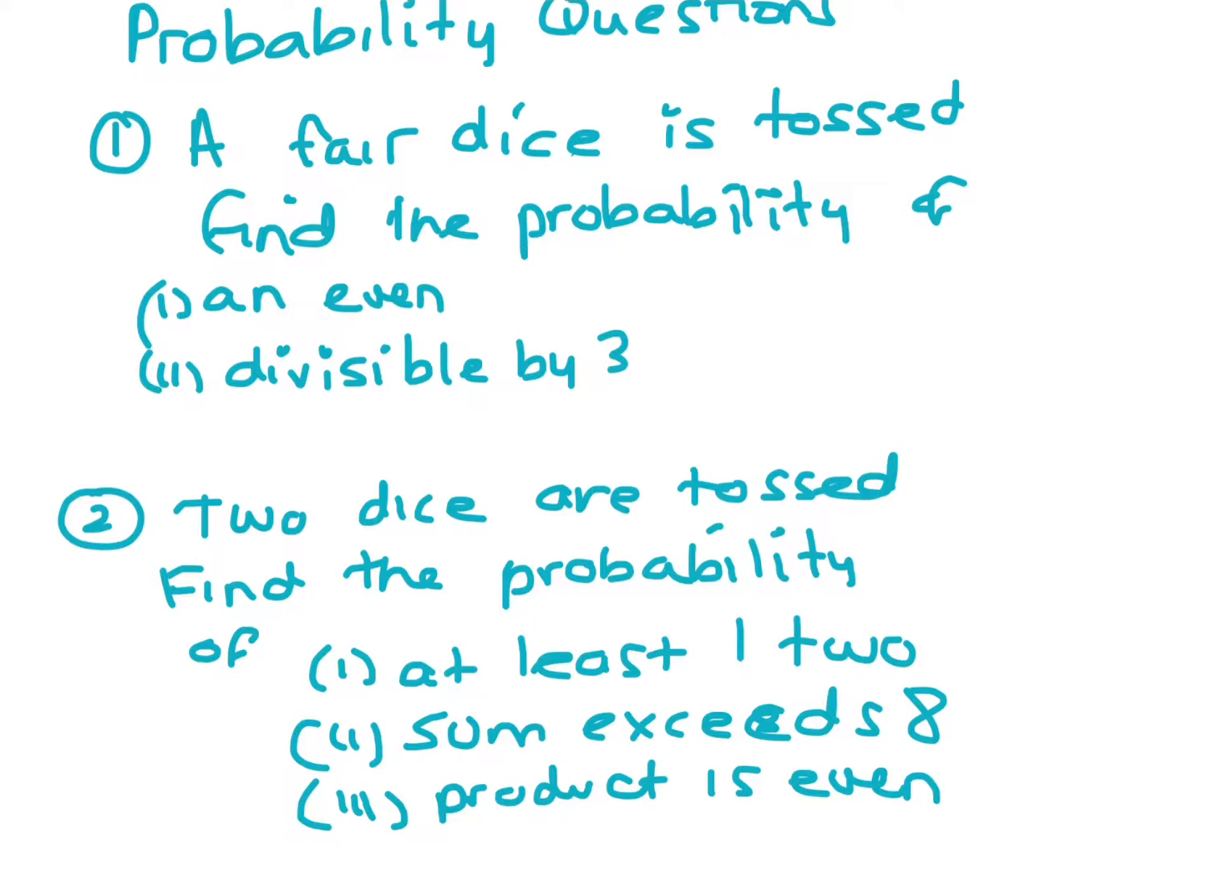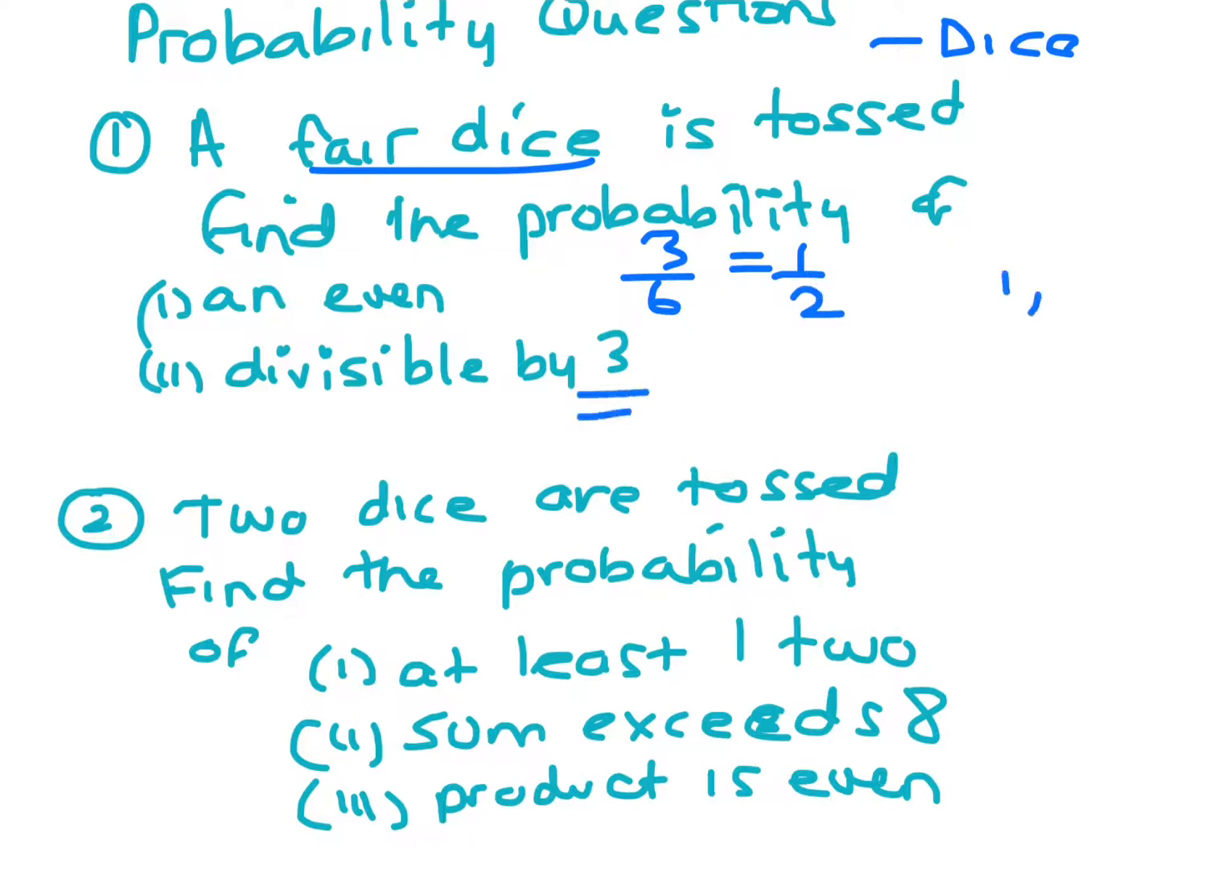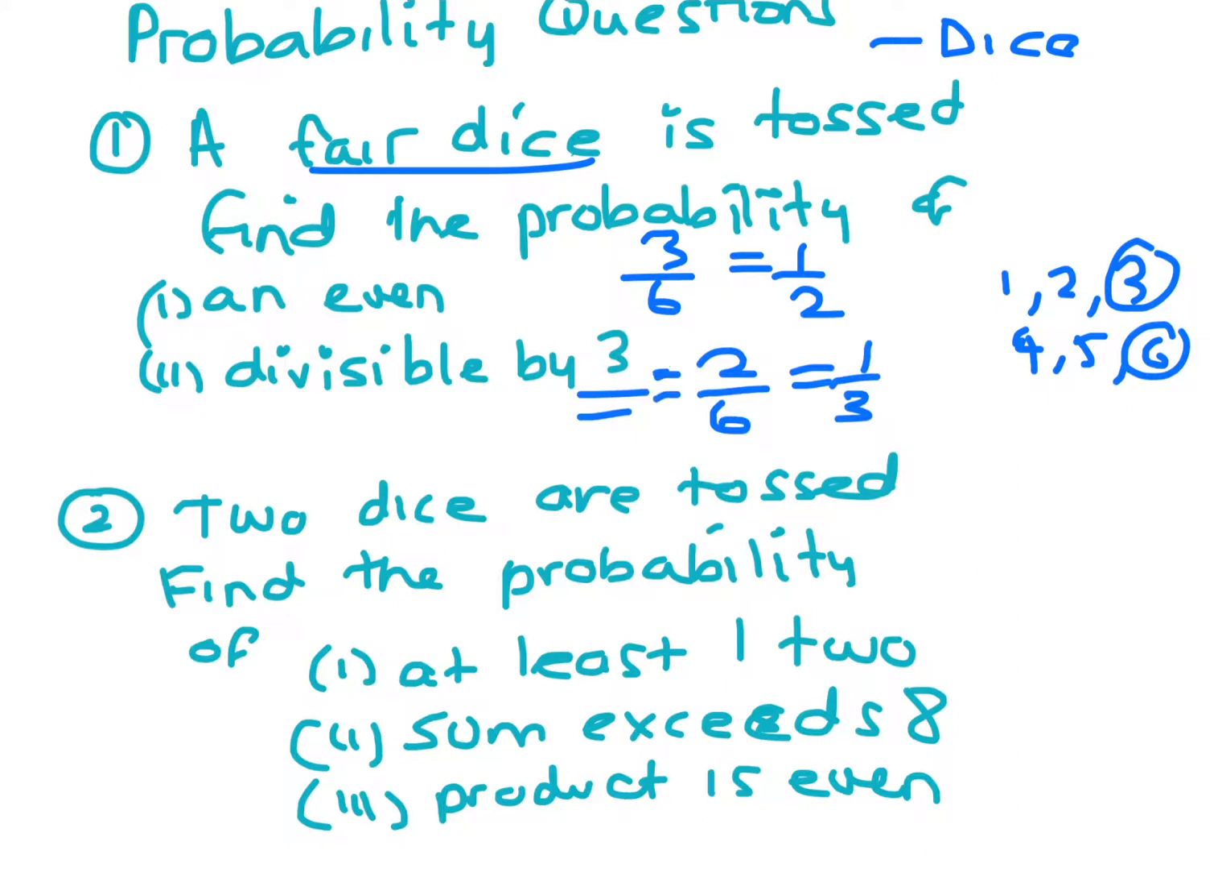Okay, so let's just look at some probability questions. If you throw a fair dice, these ones are to do with dice. So you throw one dice, the probability of getting an even, so there'll be 6 possibilities, and an even is 3. So it's 3 on 6, which is 1 in 2. Divisible by 3, so that means divisible by 3, there'd be 2 options out of the 6, so that ends up being 1 in 3.